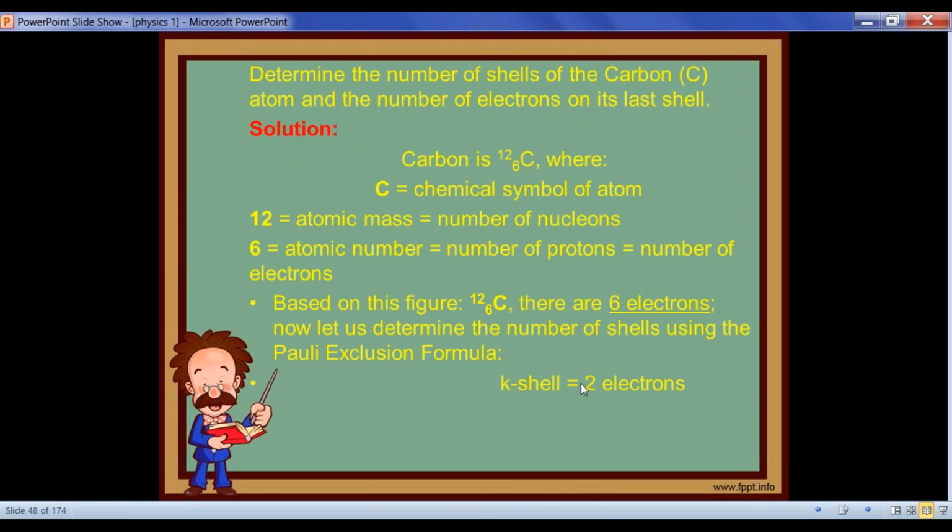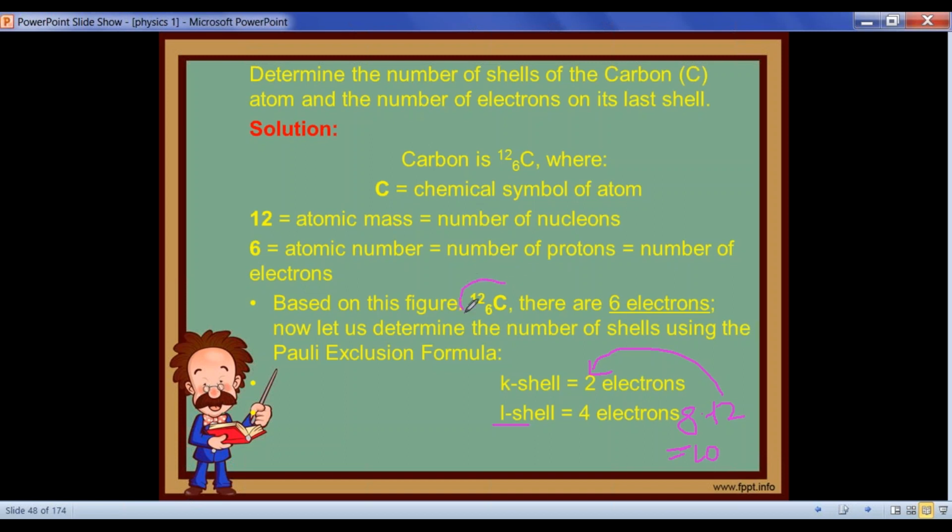So, sa K-shell, sabi, 2 na pwede. So, 6 ang kailangan natin. So, let's add more. Sa L shell, yung maximum natin is 8. Because remember, di ba 8 yung maximum natin sa L shell. Kung naglagay tayo ng 8, so 8 plus 2, magiging 10. So, we have 10 electrons.